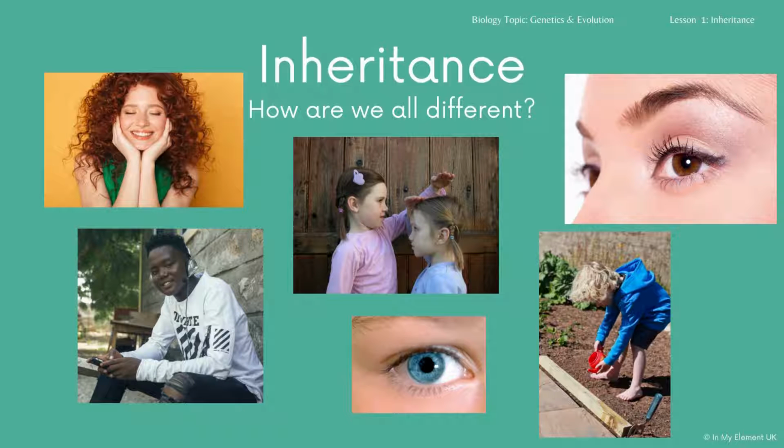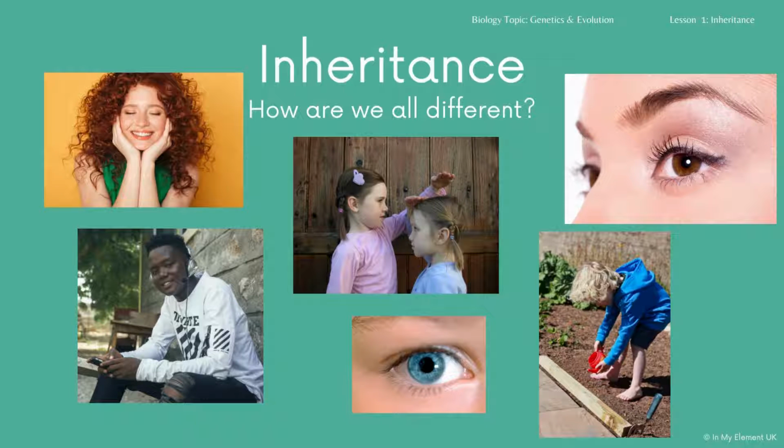So we've got some pictures there of different people of different ages, and I want you to think about how they are all different. Okay, some of the differences are more obvious than others, and some differences when you put people side by side are not as obvious. You've got two very different hair colours there, and not only that, you've got curly hair, a very different texture of hair here. You've also got different skin colour.